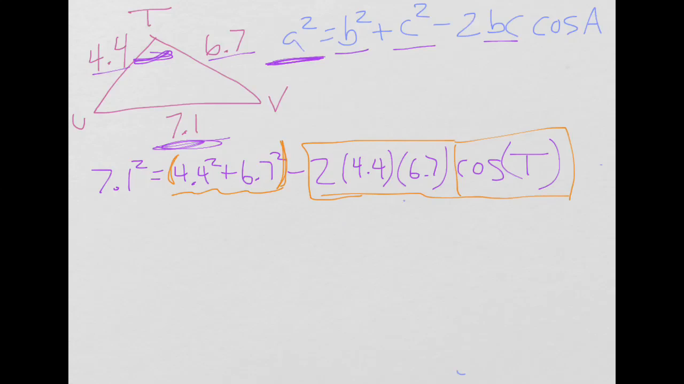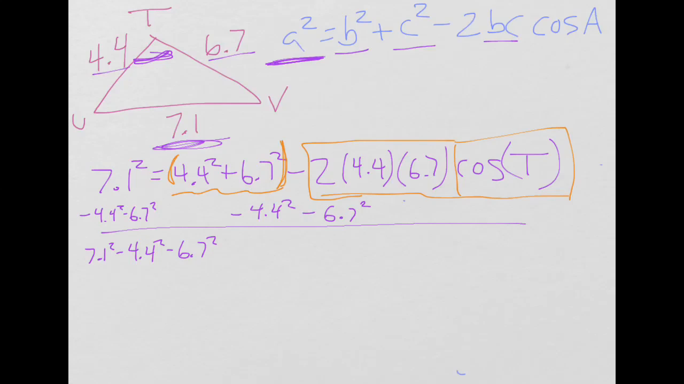So to do that, let's just go ahead and subtract 4.4 squared and 6.7 squared from both sides. I'm just writing it out right here. You don't need to write it out unless that helps you, and then please do. So on the left, we're going to get 7.1 squared minus 4.4 squared minus 6.7 squared equals negative 2 times 4.4 times 6.7 times the cosine of angle t.